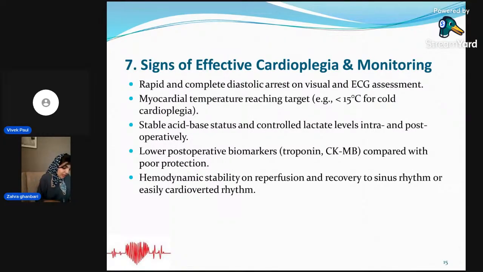Yes, signs of effective cardioplegia. Our signs are: the heart stops quickly and completely; myocardial temperature below 15 degrees centigrade; EKG is flat with no electrical activity; after unclamp, the heart returns to sinus rhythm or spontaneous ventricular fibrillation, VF; and markers such as troponin and lactate are lower. Please go to the next slide.